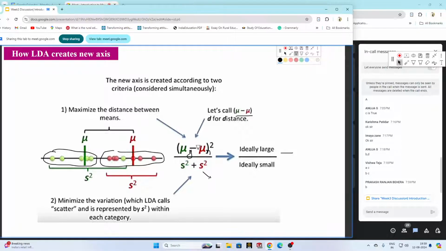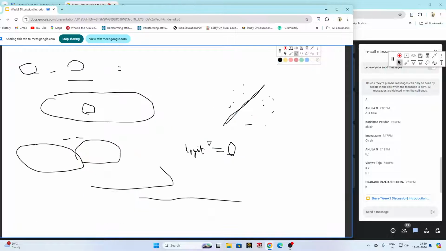So I have told you, this is the variance between the classes. Your numerator is the variance between the classes, your denominator is the variance within the classes. So our variance within the classes should be minimum and our variance between the classes should be maximum, so that our data points are well separated in our LDA line. That is the concept.